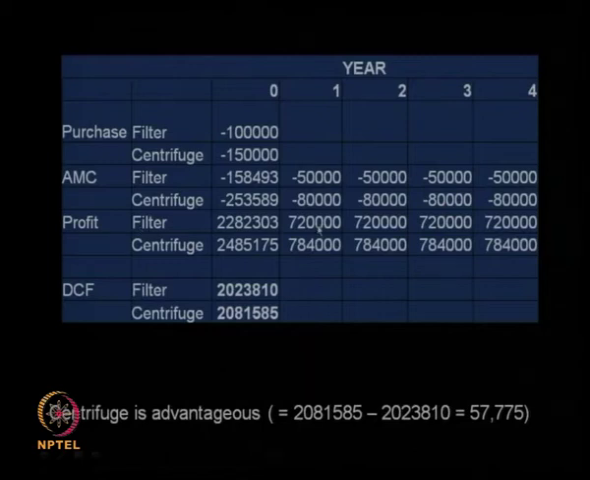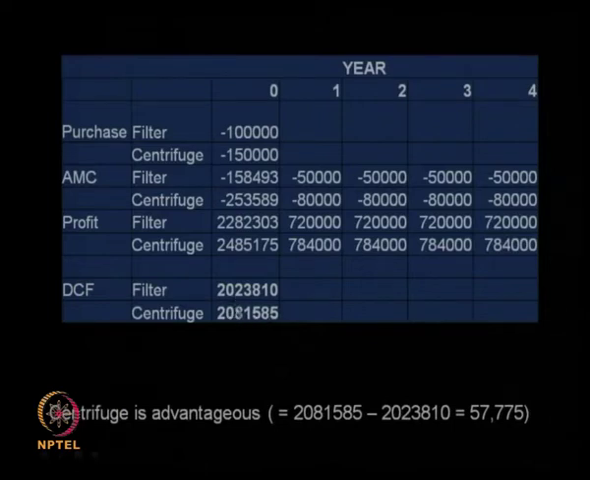Now the profit for the filter, as I showed in the previous slide, every year you will get 7.2 lakhs profit, and because of the centrifuge every year you will get 7.84 lakhs. But when you calculate the net present value of the cash flow, these are the numbers you get. You take all the positives and all the negatives together and subtract. So if you have a filter you are going to have a profit of 20 lakhs 23,810. If you have a centrifuge, the profit you are going to make is 20 lakhs 81,585.